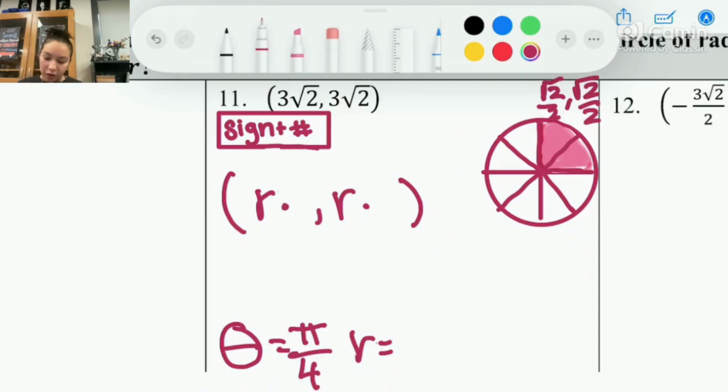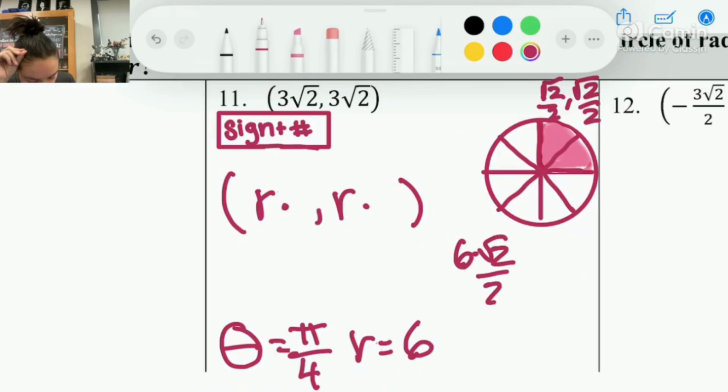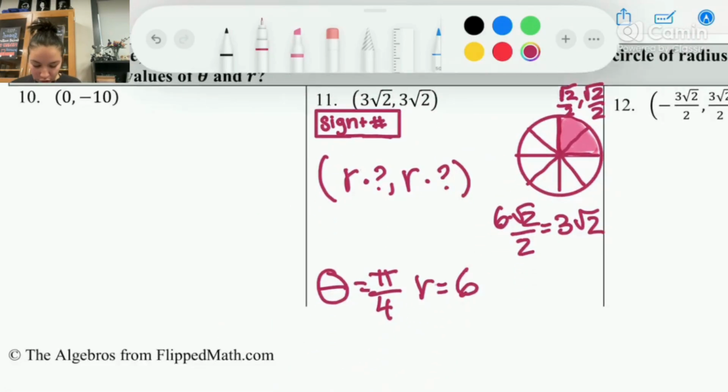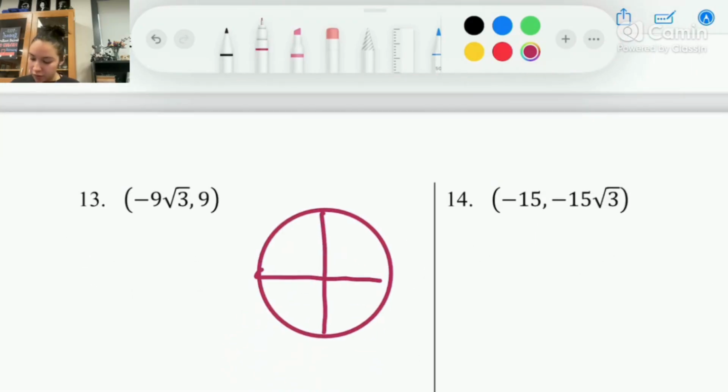And then you want to think about what divided by 2 is going to give you 3, and that's when you know what your r is going to be. So your r value is going to be 6, because 6 times square root of 2 over 2 is going to give you 3 square root of 2. And then we'll move on to number 13.